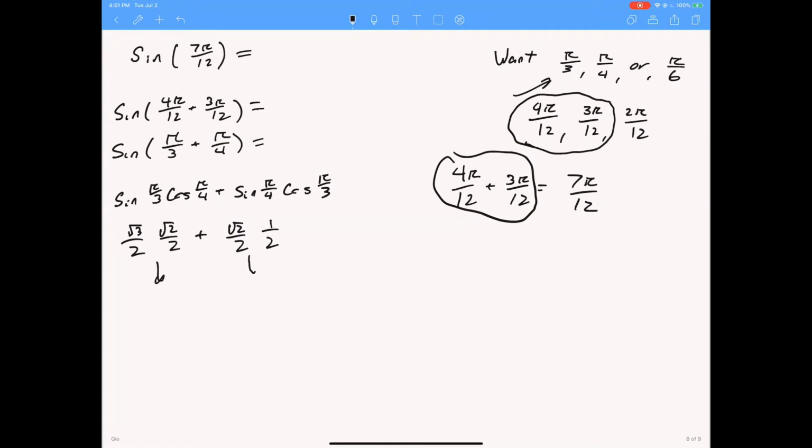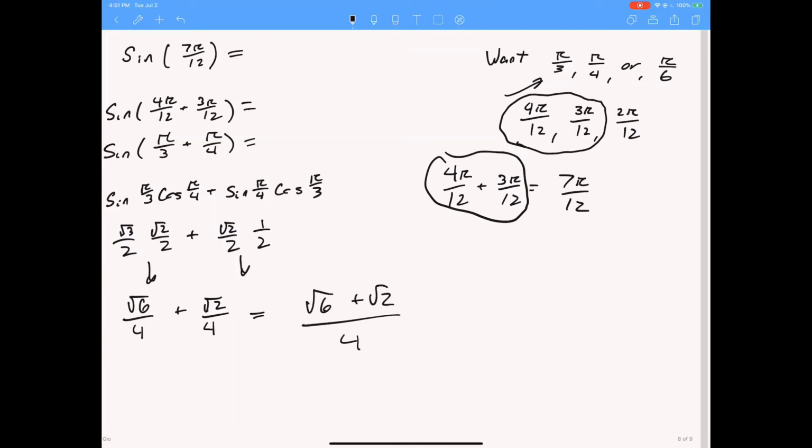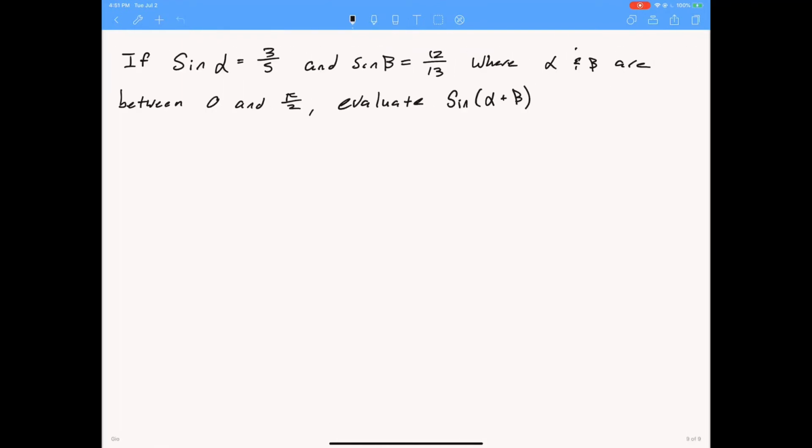Now multiply, we'll have root 3 times root 2 over 2 times 2, which is root 6 over 4, plus root 2 over 2 times 1/2, which is root 2 over 2. Or I'm sorry, root 2 over 4. And then we'll rewrite that as root 6 plus root 2 over 4. Now here's a different kind of problem. If sine of alpha is 3/5 and sine of beta is 12 over 13, where alpha and beta are between 0 and pi over 2, evaluate sine of alpha plus beta.